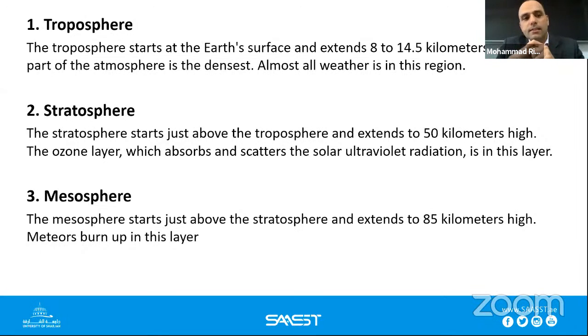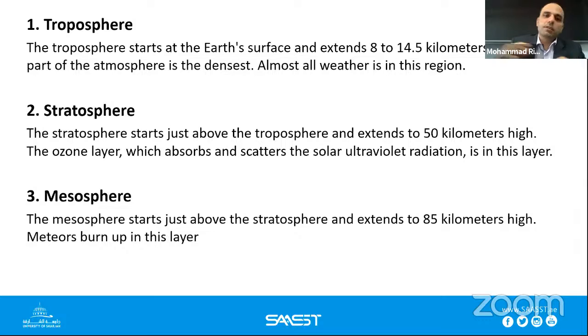The second one is the stratosphere. It is just above the troposphere, and between them there is a sublayer called the tropopause. It extends to 50 kilometers above the previous one. In this layer, there is a sublayer called the ozone layer, which is responsible for absorbing and scattering the UV, or ultraviolet rays, coming from the sun.